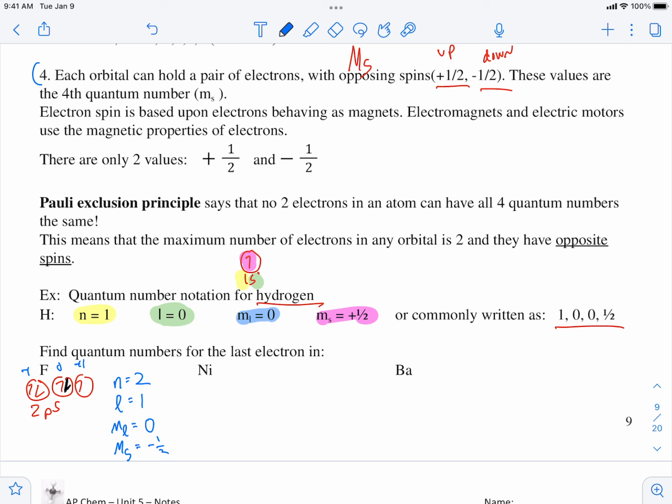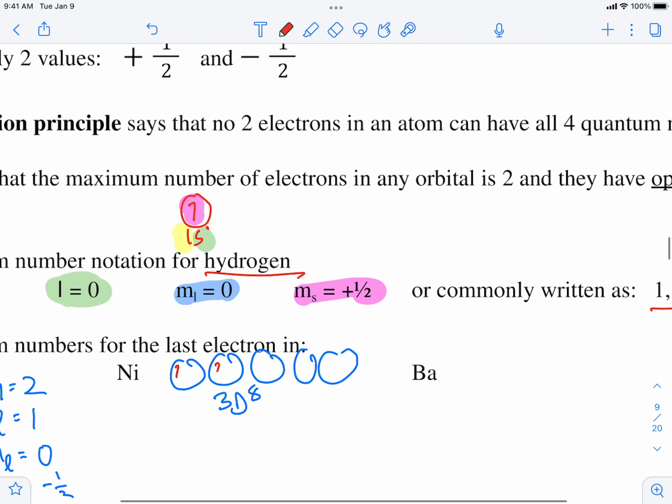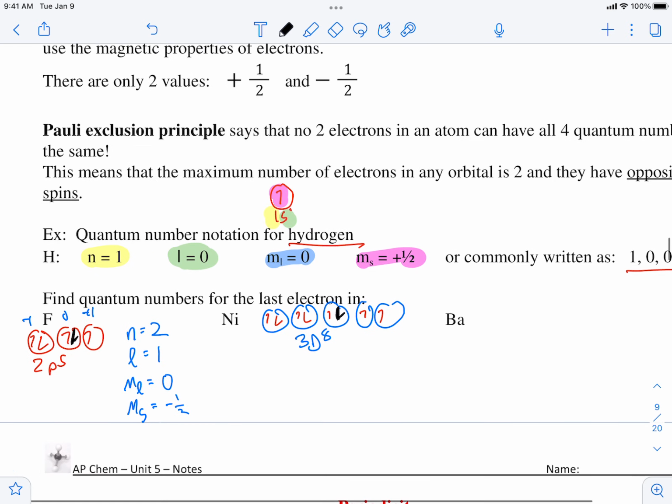The definitions of these quantum numbers are more wordy than they need to be. At the end of the day, it's easier to see after you just draw the orbital diagram. You can add pieces together. It just takes some practice. Let's do nickel. Nickel is 3d8, so 1, 2, 3, 4, 5, 6, 7, 8. Take a second and see if you can come up with the 4 quantum numbers for that last electron.